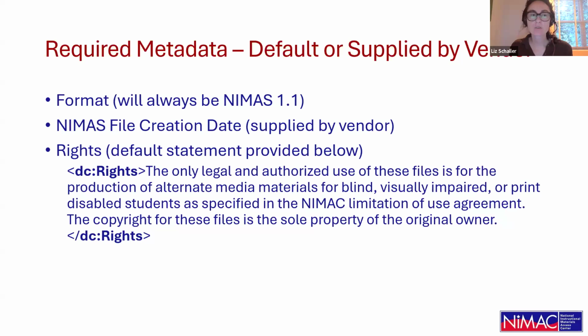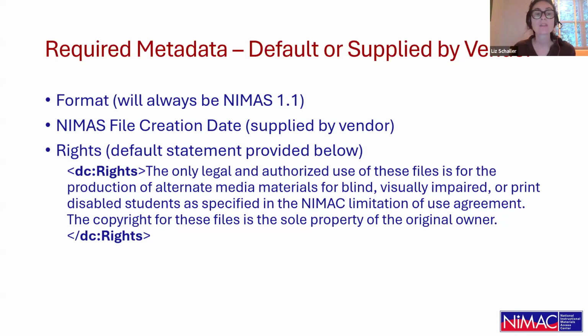On the next slide here, you'll see the required metadata elements that are default or supplied by the vendor, and there are three of those. One is the file format, which will always be NIMAS 1.1, at least for now. All we have is NIMAS 1.1, so that will always be your file format. Then the NIMAS file creation date, which would be supplied by the vendor, and that is the date when you created the NIMAS file set.